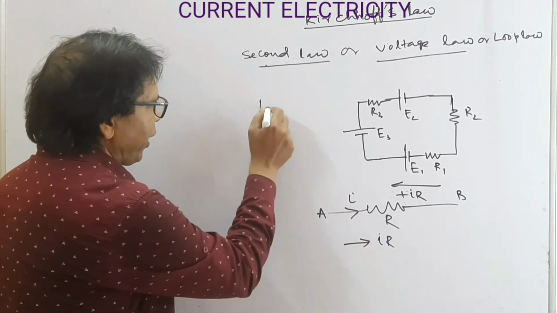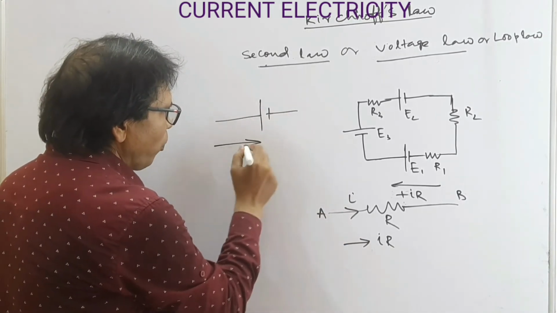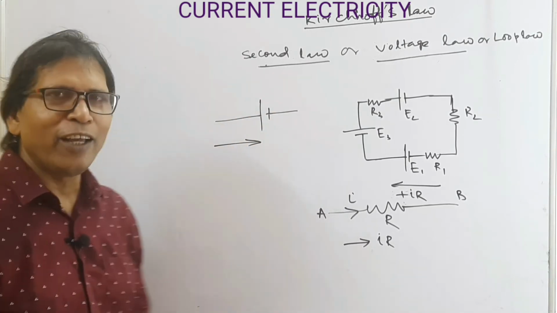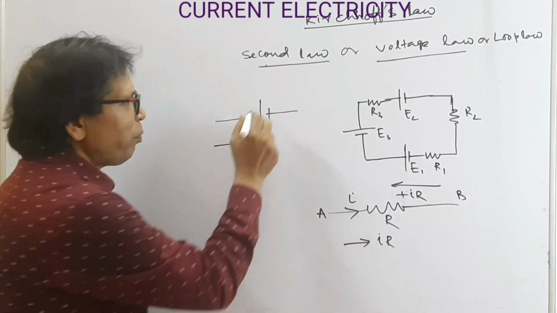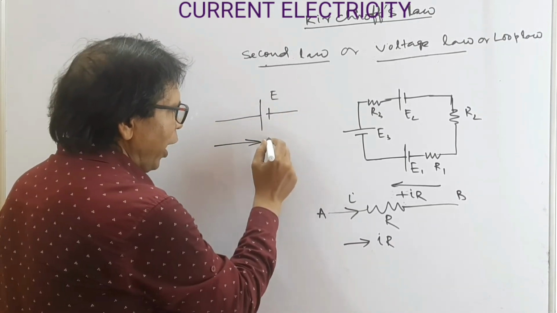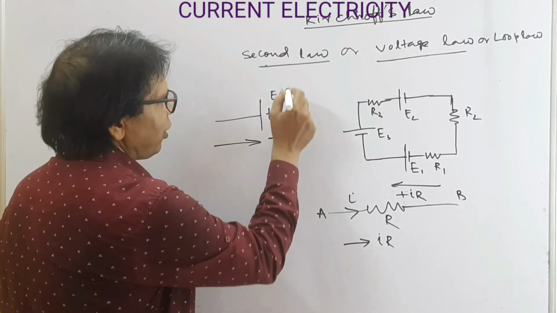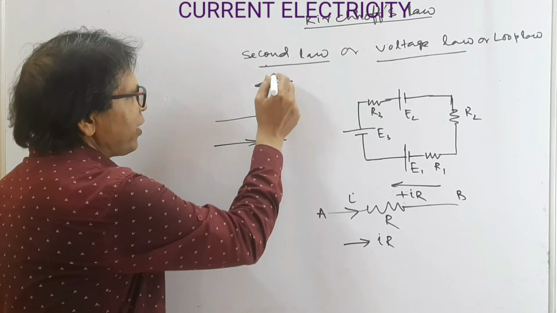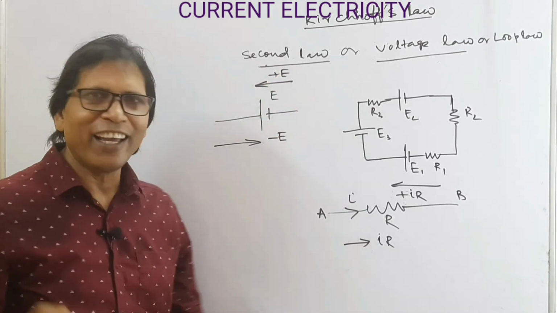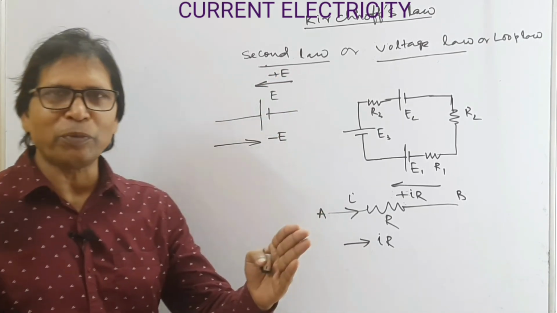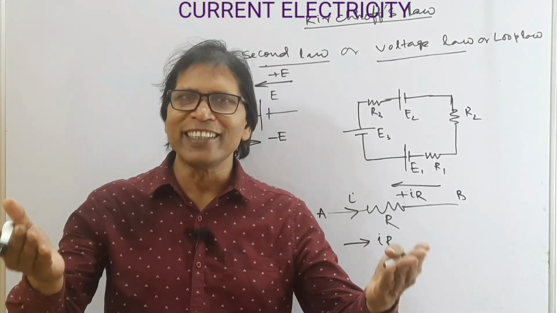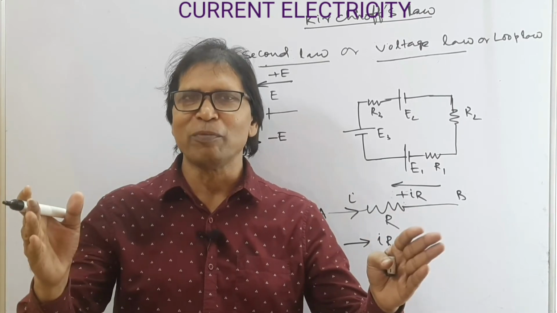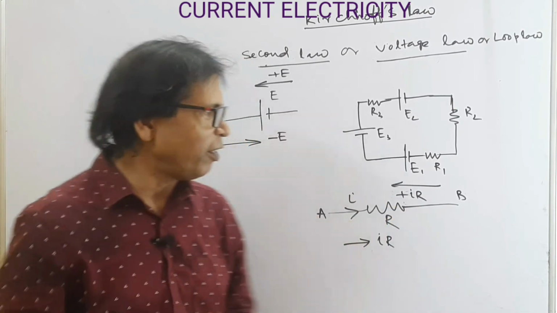Now in case of a battery, look at this. If we move in this direction, we move from higher potential to lower potential, so potential decreases. If E is the EMF, then along this direction it is minus E. If we move in this direction, potential rises, therefore E is taken as plus E. Okay, understood? So the main concept is that the rise of potential is taken as positive and fall of potential is taken as negative. Now take an example.